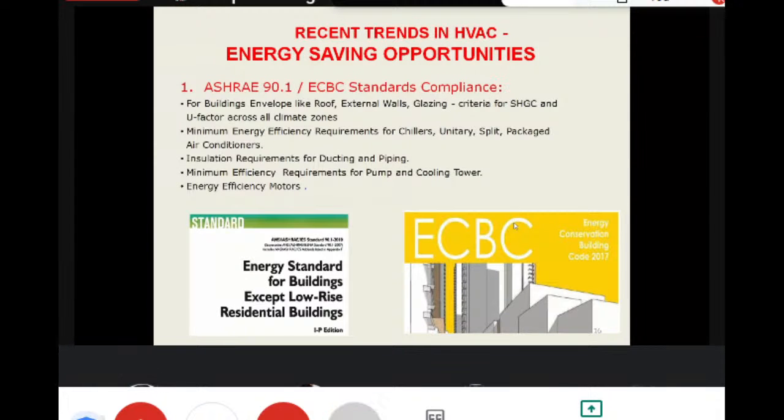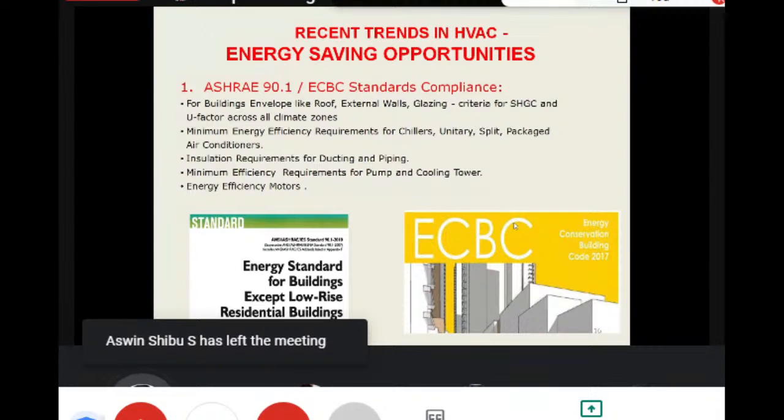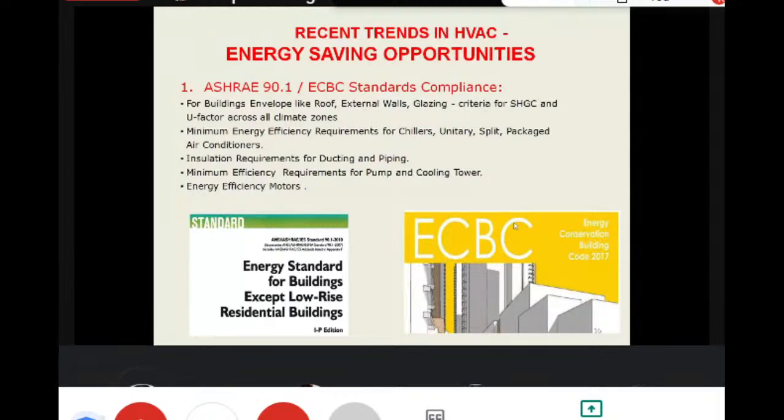The first one, ASHRAE, the American Society of Heating, Refrigeration and Air Conditioning Engineers. They publish standards and practices to be followed in the HVAC industries. The 90.1 standard gives a guideline on how to save energy in a building or in HVAC systems. In India, we have ECBC, the Energy Conservation Building Code. They periodically update and publish the codes. So ECBC is an Indian standard. We have to comply with the minimum guidelines they give.